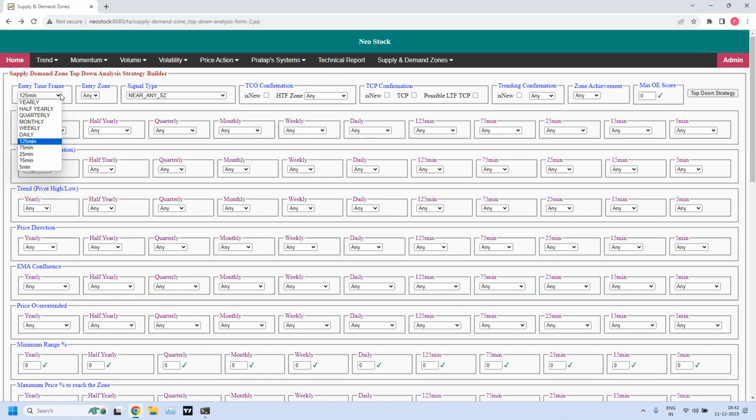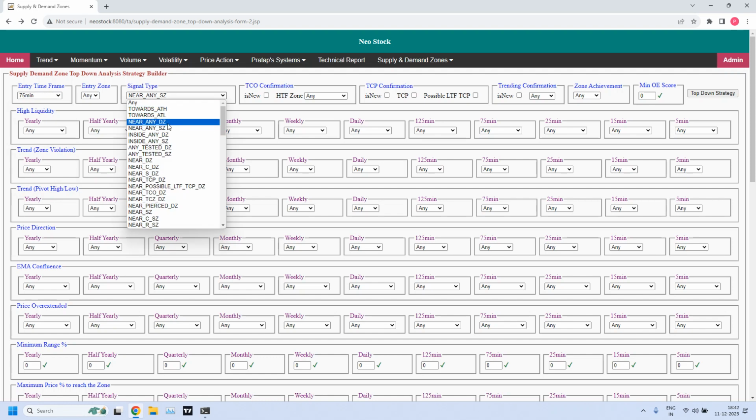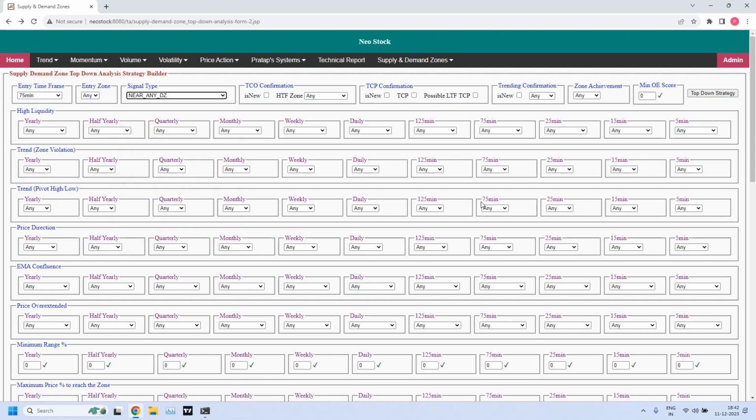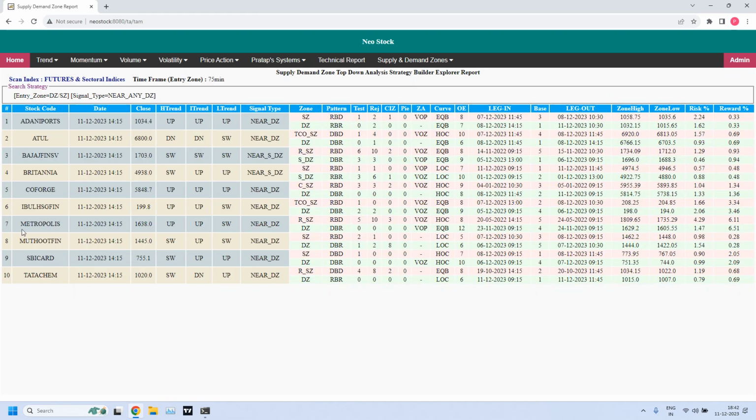So let's go back. Entry time frame is 75 minutes. Let us find the stocks near 75 minutes demand zone. The total 10 stocks are filtered. Have any high liquidity demand zones? So we have Bajaj Finserv, which is already tested 3 times. We have Britannia, it is also tested 3 times. So we have identified 2 stocks at 75 minutes demand zone.